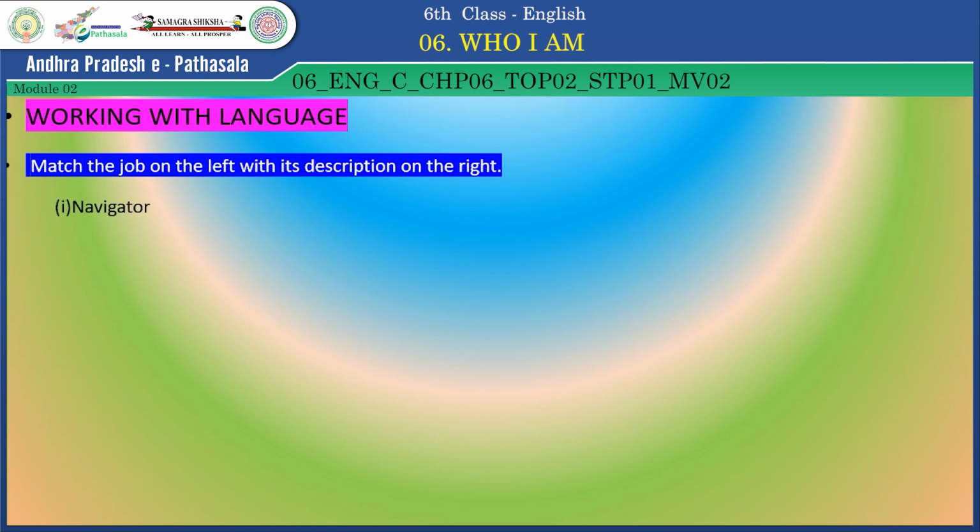Navigator. Matching description is C. Monitors the route to get to a place or the direction of traveling. Good, children.